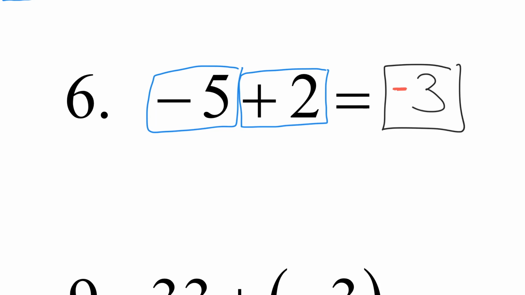Now, let me explain again the rules. When the two numbers have different signs, you subtract the numbers, biggest minus smallest number, and you guys keep the sign of the biggest number. So 5 is bigger than 2. So if 5 is negative, my answer is negative.